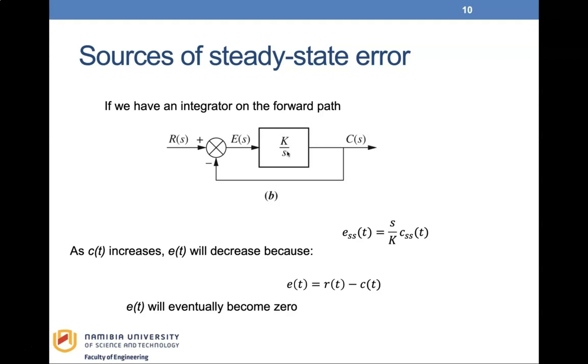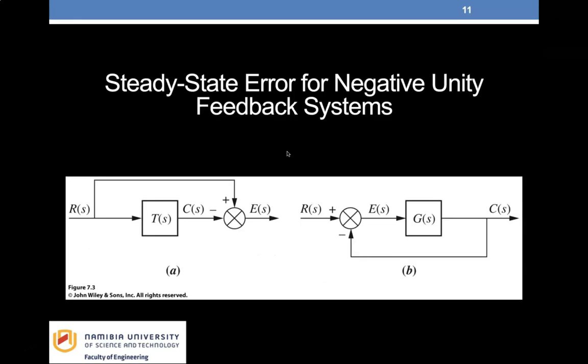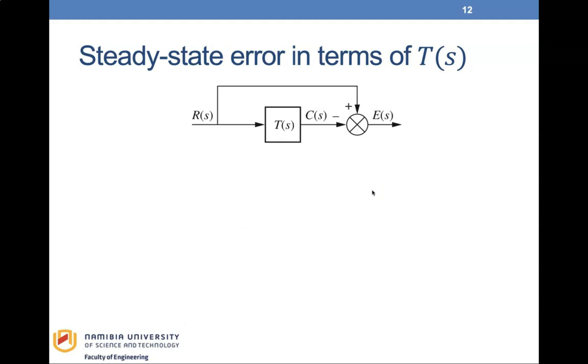The steady state error can be calculated either from the system's closed loop transfer function T of S or from the open loop transfer function G of S for unity feedback systems. We will illustrate both methods. First, let us consider the steady state error due to the closed loop transfer function T of S. From this figure, we can see that the error E of S between the input R of S and the output C of S is given by equation 7.1.